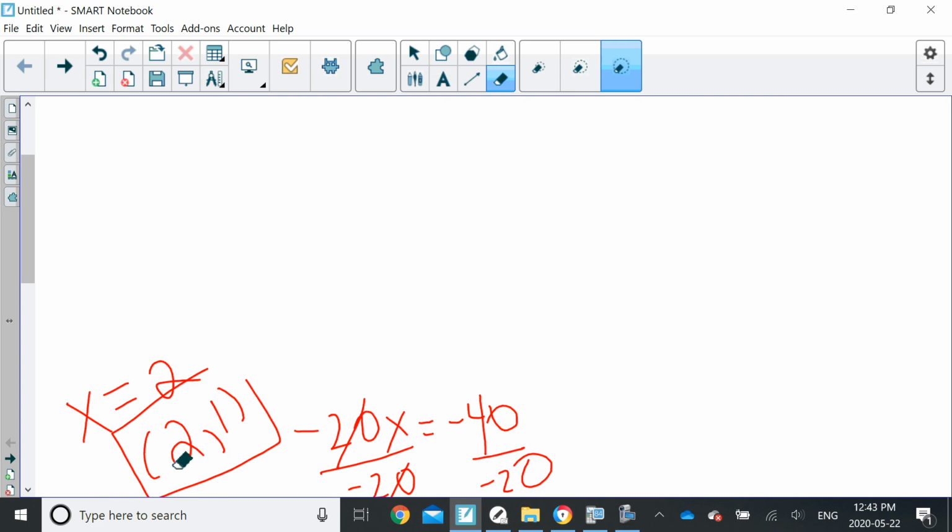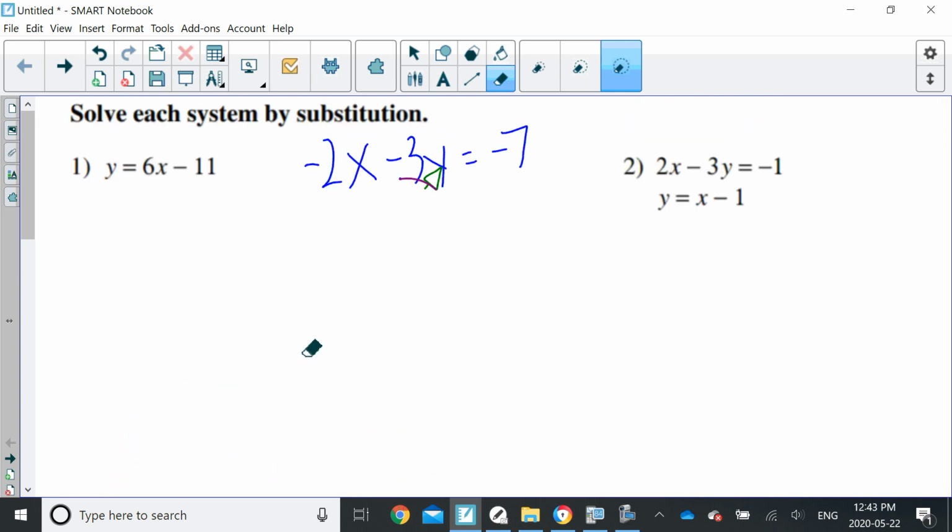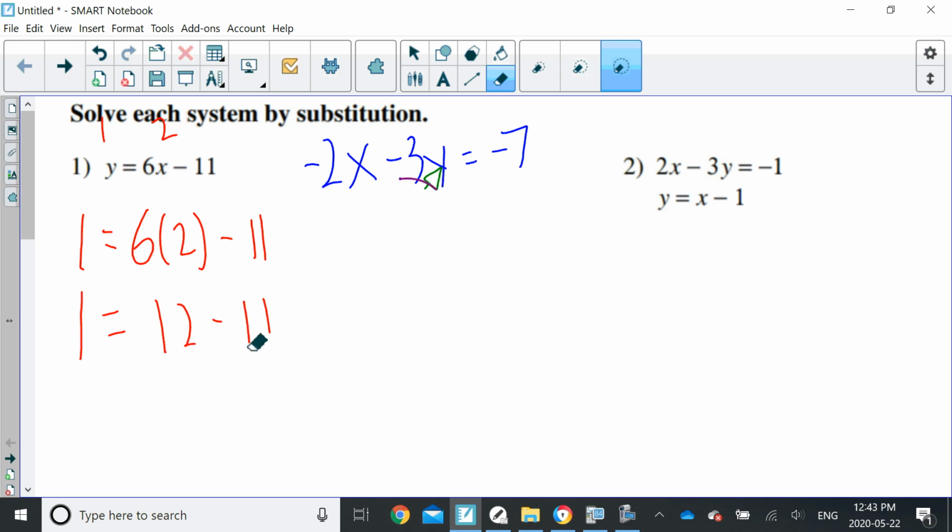So I'll show you what I mean. X is 2, y is 1. So let's see. 1 is equal to 6 times 2 minus 11. 1 is equal to 12 minus 11. 1 is equal to 1. It verifies, left-hand side equals right-hand side. So these two numbers are equal, put a check mark, and it verifies. So I could say left-hand side equals right-hand side, and you write that for me on your test.